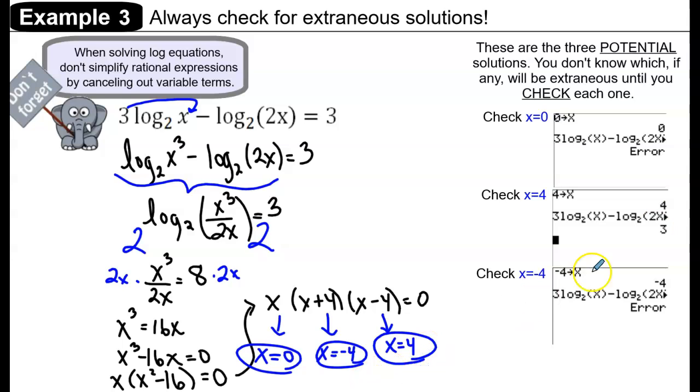And when we check each of those in the calculator, which the check is shown here on the side, checking x equals 0 returns an error. 0 is outside of the domain. Same for the negative 4. Negative 4 returns an error because negative 4 is outside of the domain. X equals positive 4 checks. These other two we cross off and write extraneous.